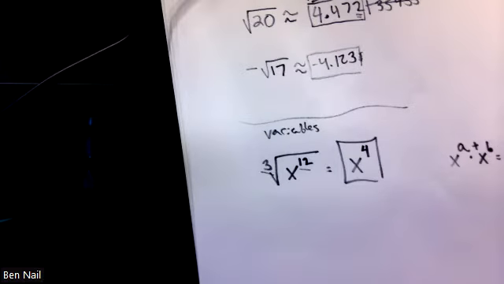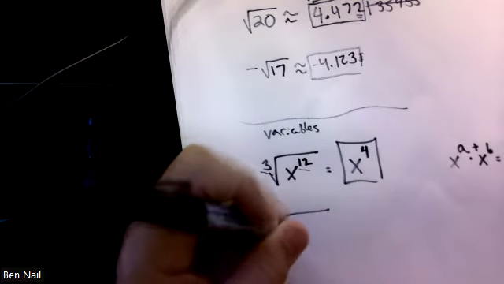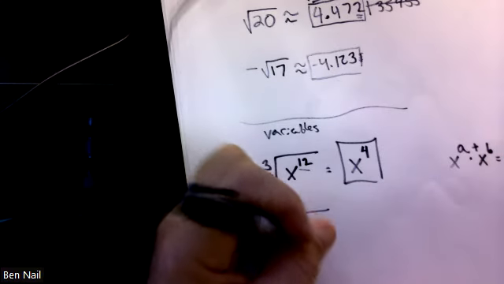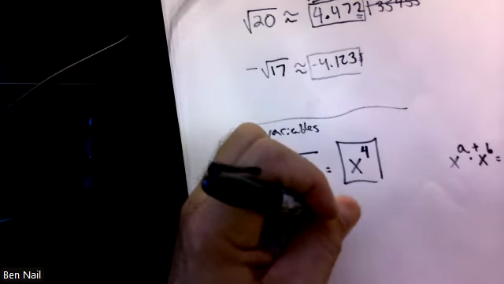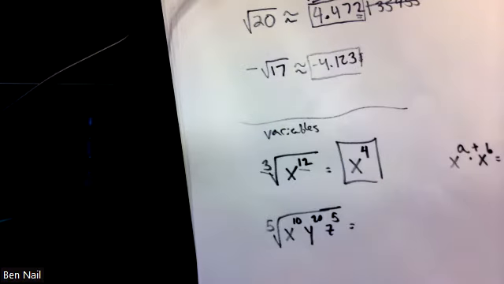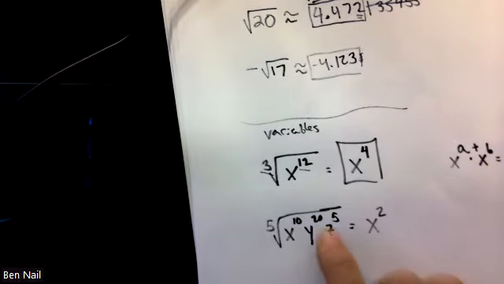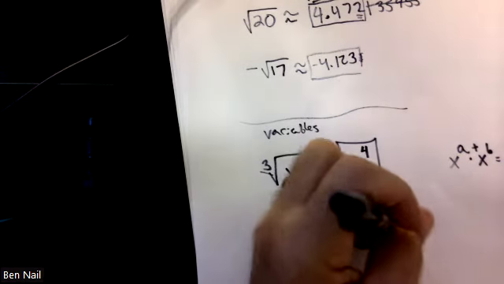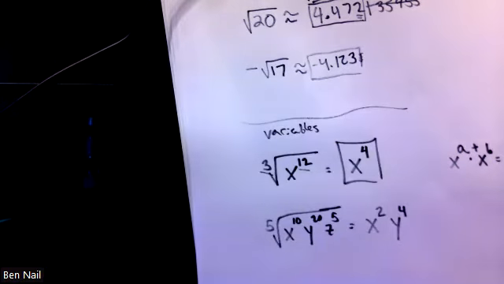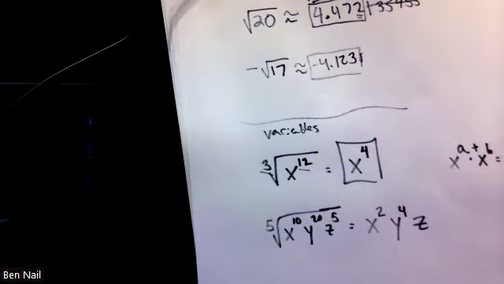And they can do the same thing with multiple variables. For example, if they said, what is the 5th root of x to the 10th, y to the 20th, z to the 5th? Again, we just simply divide our exponents by our index. 10 divided by 5 is 2. That's an x to the 2nd. 20 divided by 5 is 4. That's a y to the 4th. 5 divided by 5 is 1. So that would be a z to the 1st.